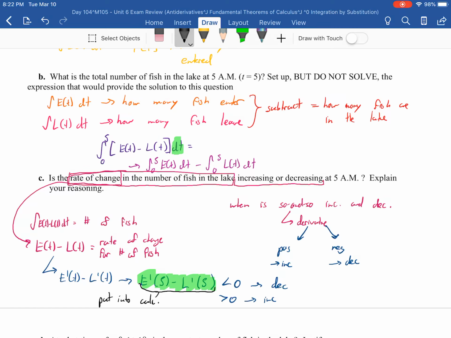But for now, just know that this would be your setup. So what I highlighted in green would basically be what you would have to calculate. And from there, once again, if your answer is a negative number, it's decreasing. If it's a positive number, it's increasing. Once again, a very good AP question.